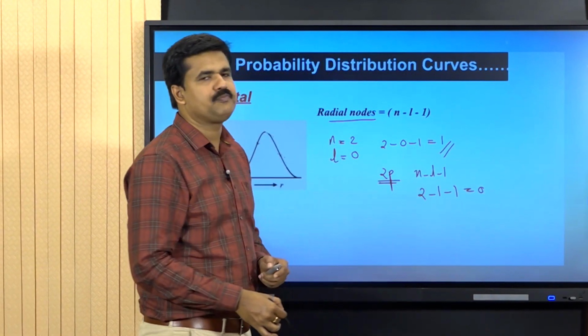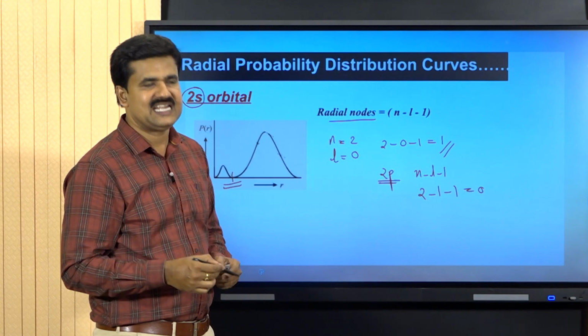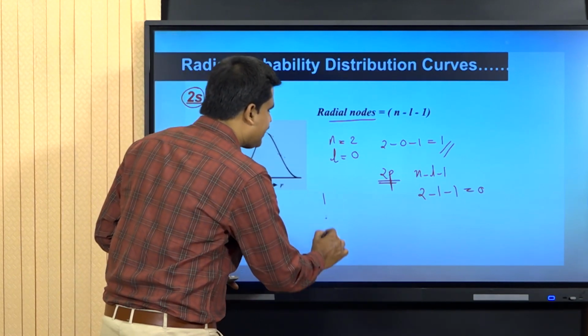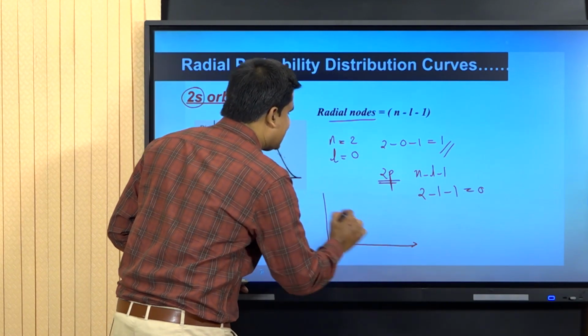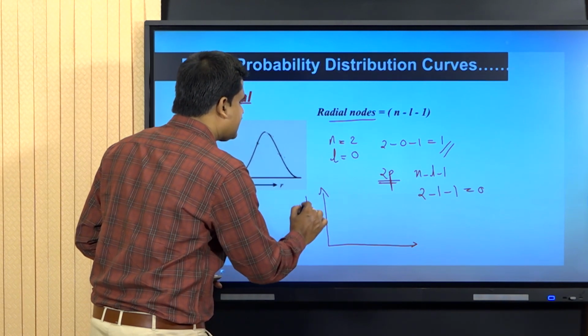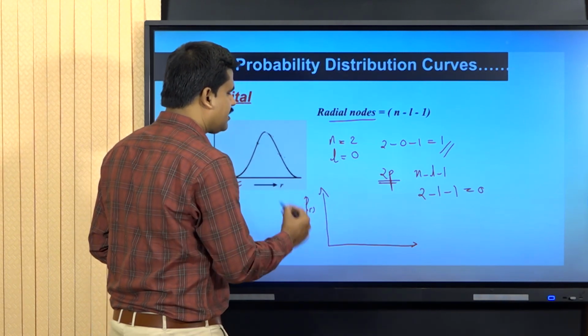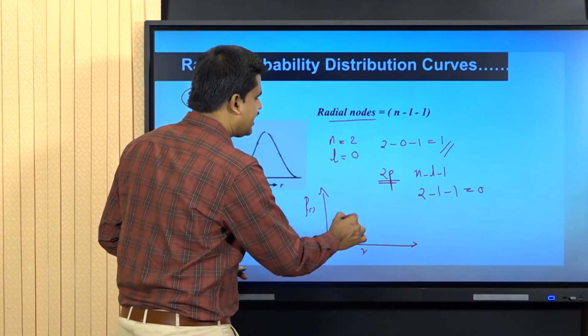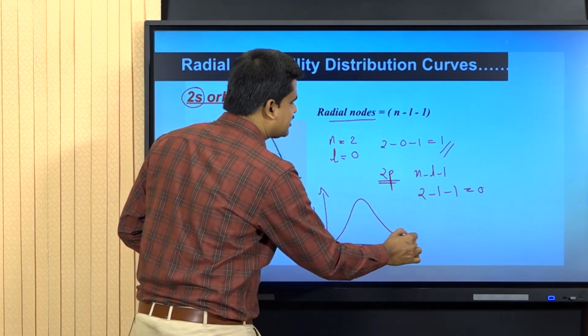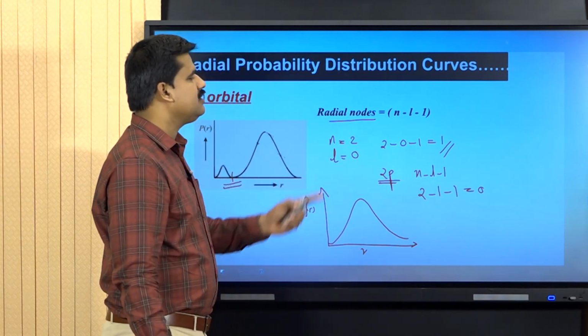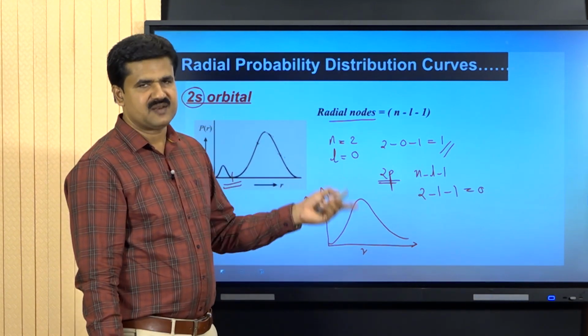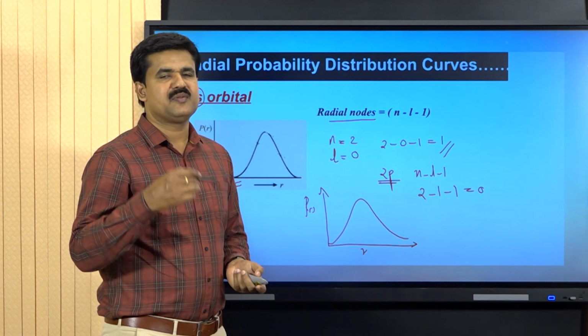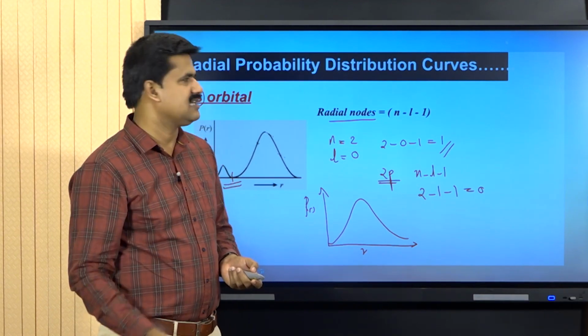So, in the 2p orbital, there is no radial node, and the curve appears to be like this. This is the nature of the curve. Here there is radial probability P(r), and it is plotted against the radius. So, the curve appears like this, and here you cannot see the presence of a radial node. Similarly, we can plot radial probability distribution curves for other orbitals also.